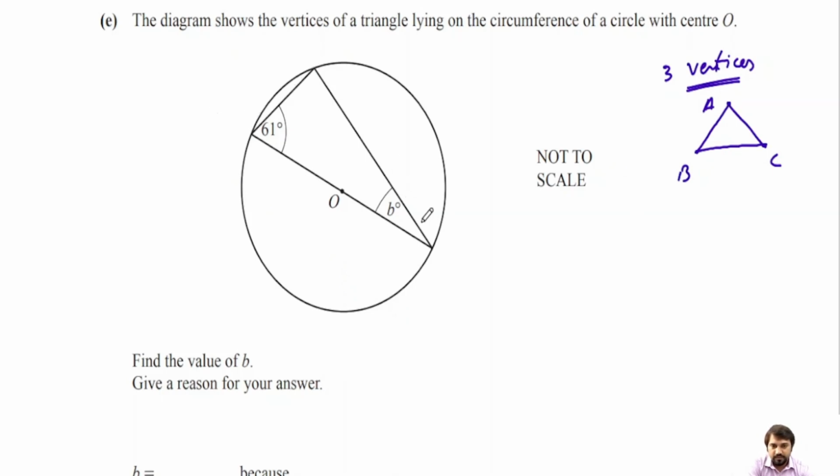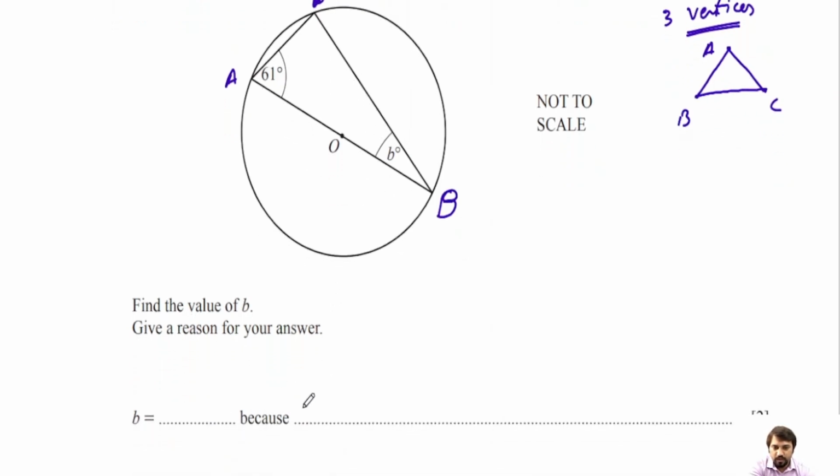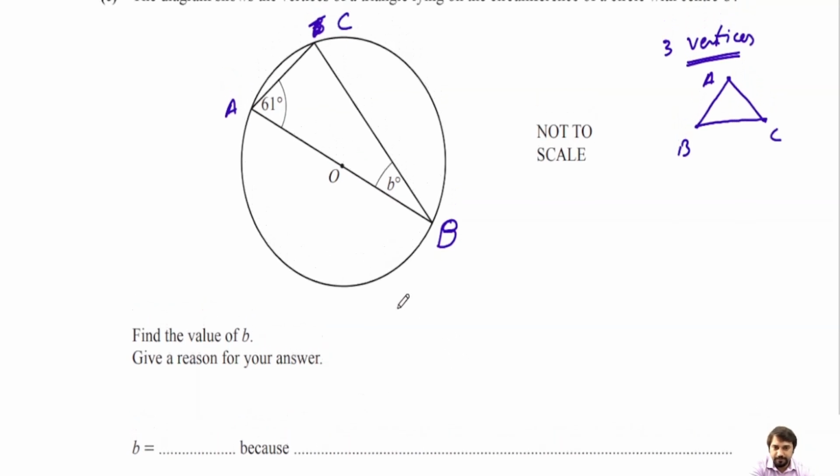So the vertices on a circle like this, let's say this is A, B and C, or you can say that this is angle B, so name it B, and that gonna be C. Now find the value of B, give a reason for your answer. B is equal to what? Because. Okay, so we know that angle in a semicircle is of 90 degree. This is our diameter, AB is our diameter. The other angle that is not on AB, this one, angle C, is of 90 degree.